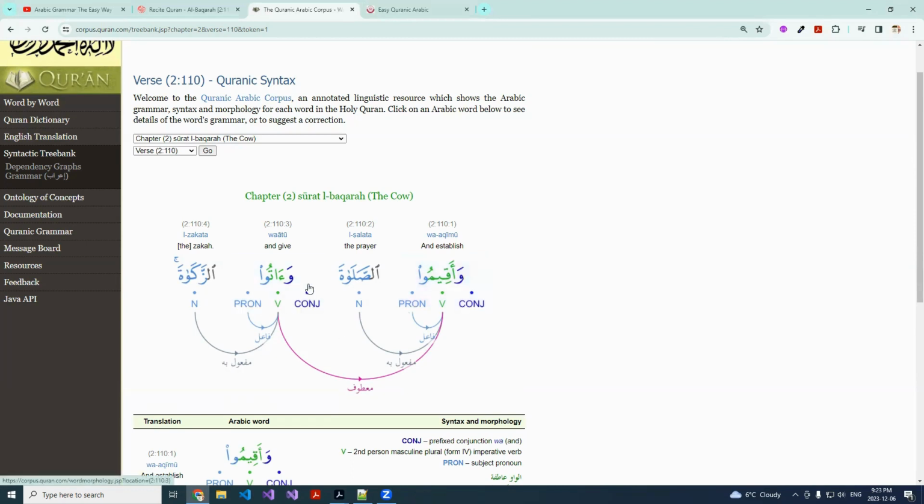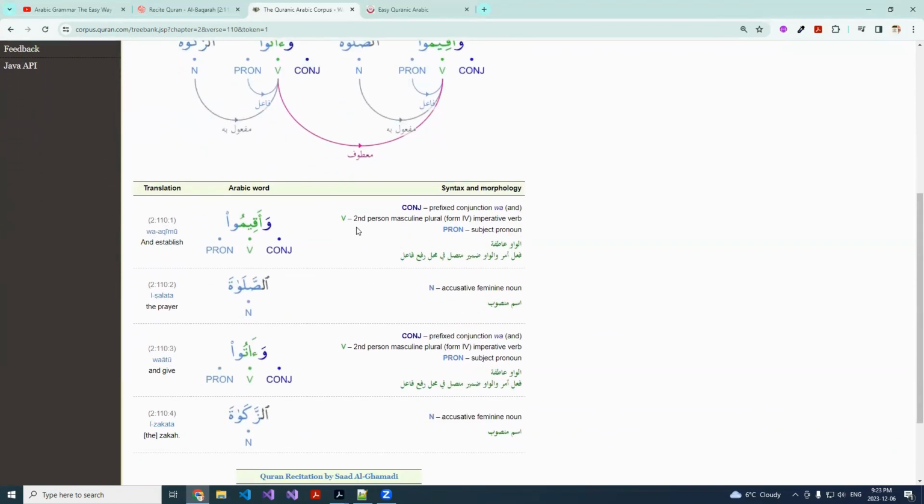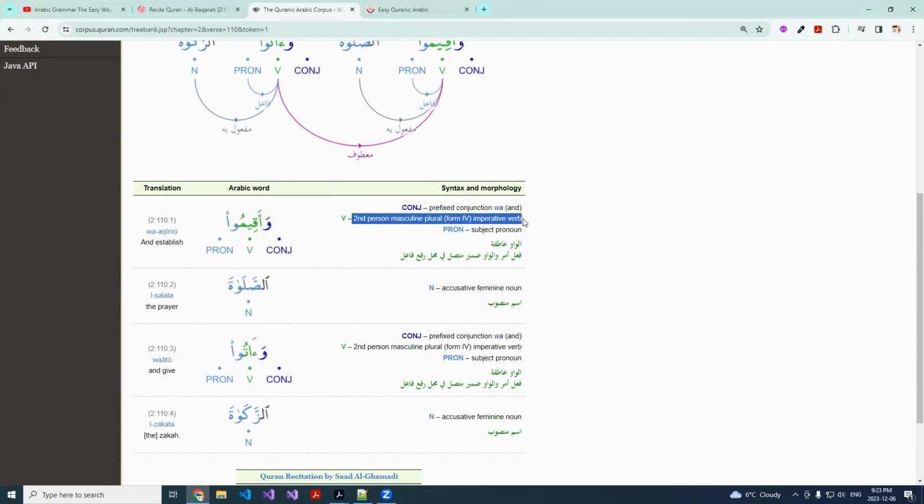So wa atu zakata, again, this is also fi'l amr, and this is fa'il, and then zakata is the maf'ul bihi. Then what you can understand from this tool is that it gives you all the details about the word. So this wow is a conjunction, and aqimu is a second person masculine plural imperative verb. I'm sure this is for English speaking people. This is supposed to be the definition of aqimu.